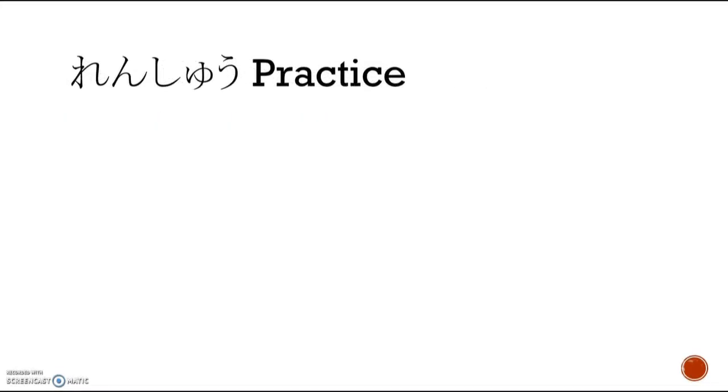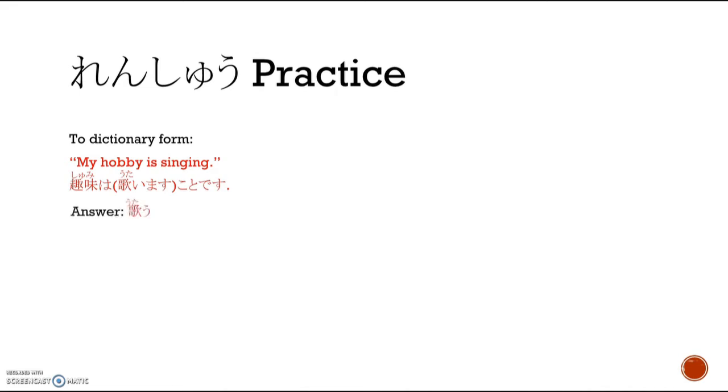Let's practice. If you need any more time on any of these, feel free to pause the video. For the first one, please put the verb in its dictionary form. I've provided the verb in its masu form. And the answer for this one, utaimasu, becomes utau. So my hobby is singing is 趣味は歌うことです.